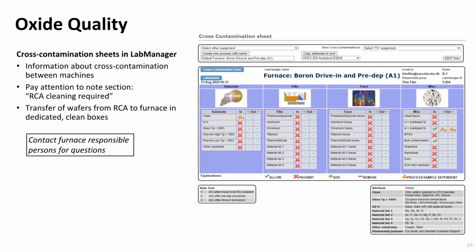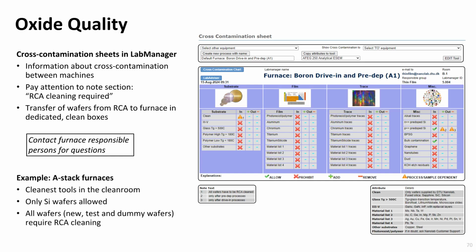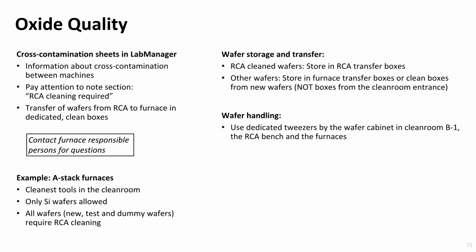And please contact the furnace responsible persons if you are in doubt of whether your wafers are allowed in a furnace or not. For instance, the stack furnaces are oxidation and doping furnaces. They are some of the cleanest tools available in the cleanroom. Only clean silicon wafers are allowed in these furnaces. In the notes section of the cross-contamination sheet, more detailed information can be found, stating that all wafers, including new silicon wafers, processed wafers, test wafers, and dummy wafers must be RCA cleaned in order to be allowed in these furnaces.